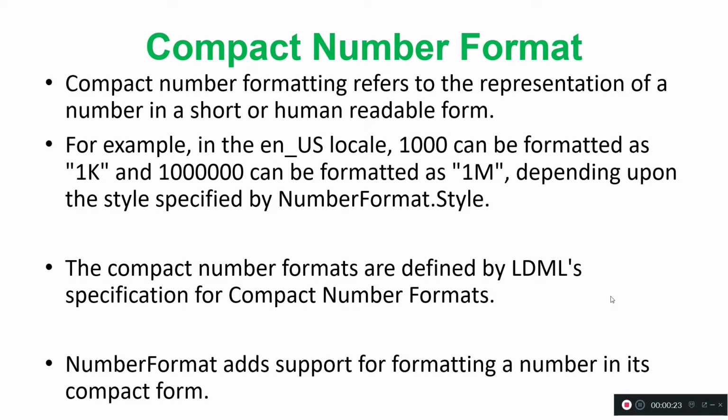Compact number format refers to the representation of a number in a short or human readable form. For example, if you are referring to the number 1000, in short we can say that is 1K. It is a human readable form and it is easy to understand. If you are referring to 1 lakh, you can say 1L, or if you are referring to 10 lakhs, you can say in short form 1 million. So that number format we can use, and we can derive the compact number.